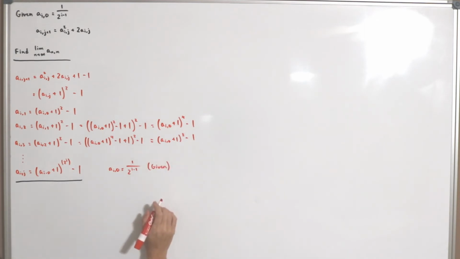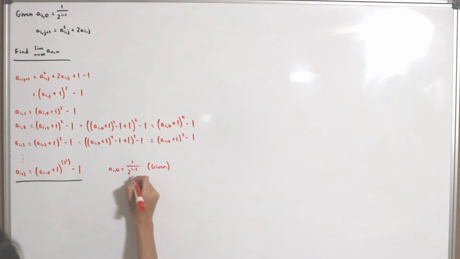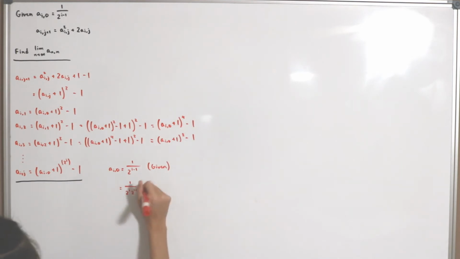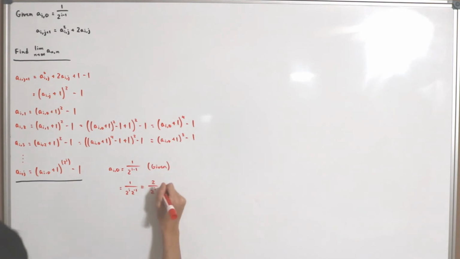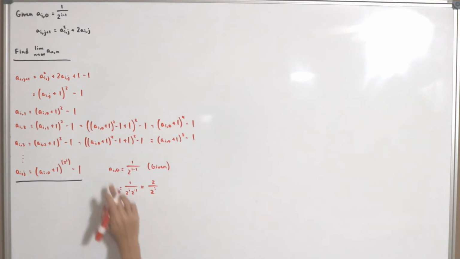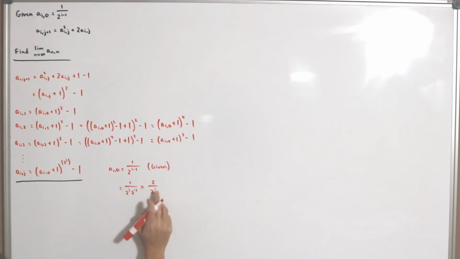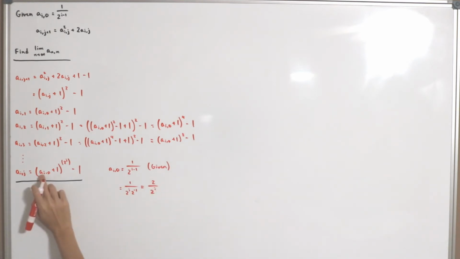So let's actually rewrite this term. So this is also known as 1 divided by 2i, and then raised to the 2 minus 1, which can be written as 2 divided by 2i. And so now that we have a sub i sub 0, we can actually just plug this into our term here.